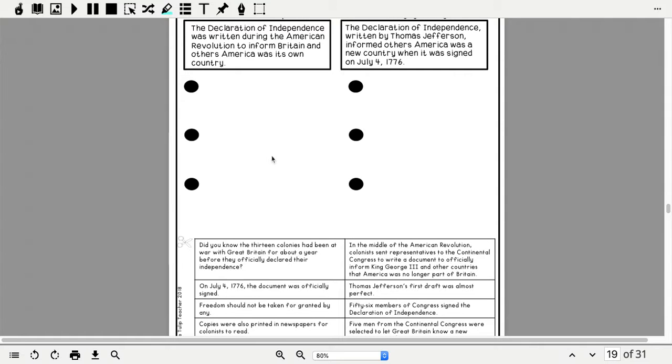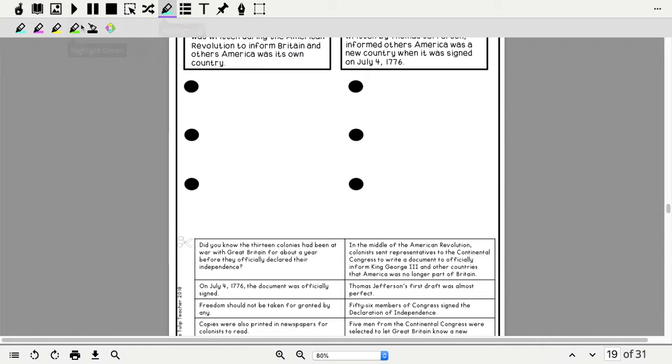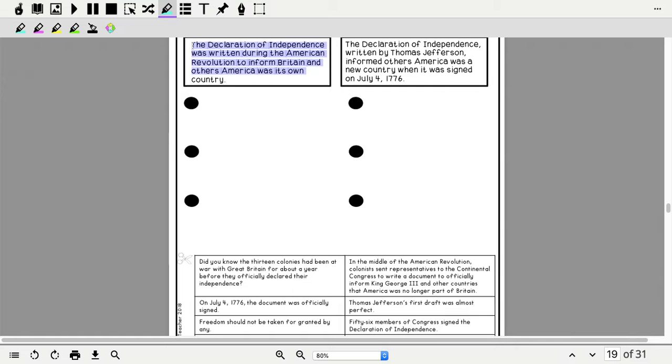This one is from the Declaration of Independence, and it says the Declaration of Independence was written during the American Revolution to inform Britain and others America was its own country. So I'm going to use green and highlight that. Now that's green. This is from Messaging the King: the Declaration of Independence, written by Thomas Jefferson, informed others America was a new country when it was signed on July 4th, 1776. I need this one in a different color. I'm going to do pink.